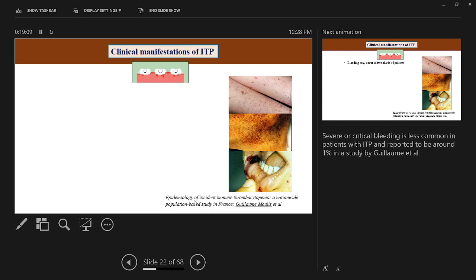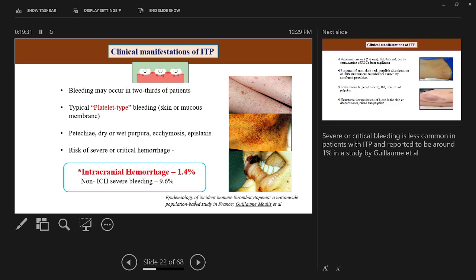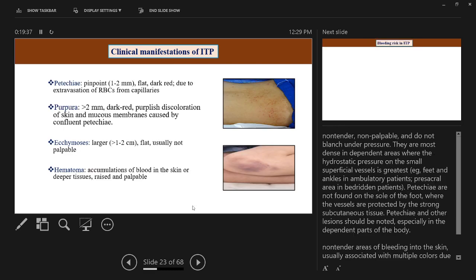The clinical manifestations of ITP are that bleeding may occur in two-thirds of the patients, which is actually significant. It is a typical platelet type of bleeding. As we have discussed, it is skin or mucous membrane bleeding. There can be petechiae, dry or wet purpura, ecchymosis or epistaxis, which we'll see in a while. The risk of severe or critical hemorrhage is actually less in ITP patients, but the risk of intracranial hemorrhage is around 1.4% and the risk of non-ICH severe bleeding is 9.6%.